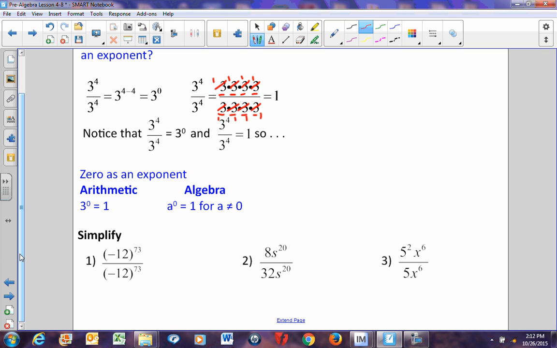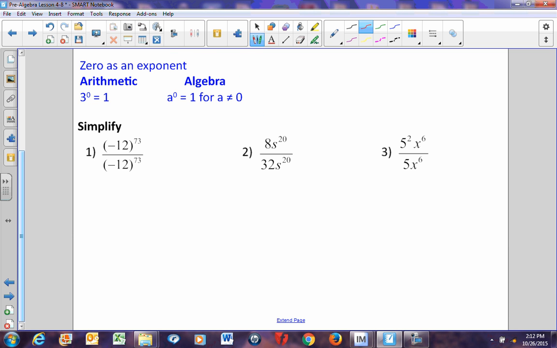Okay? So 3 to the 0 is 1, a to the 0 is 1, and a cannot equal 0. 0 to the 0 power doesn't exist. It's undefined. So if I have negative 12 to the 73rd power divided by negative 12 to the 73rd power, that's basically saying negative 12 to the 73 minus 73, which is negative 12 to the 0 power, which is just 1. It doesn't matter if it's negative or positive, it's just 1.